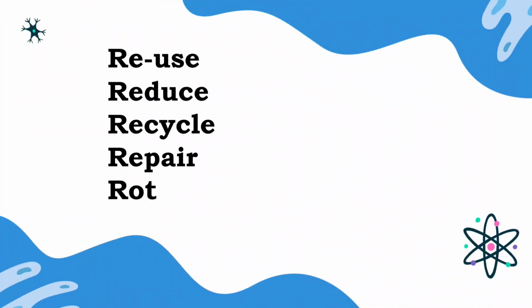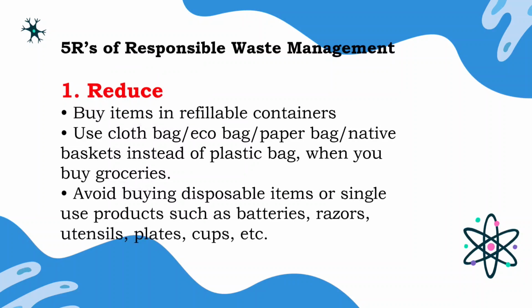The 5 R's of responsible waste management are reuse, reduce, recycle, repair, and rot. Number 1. Reduce. Buy items in refillable containers. Use cloth bag, eco bag, paper bag, or native baskets instead of plastic bag when you buy groceries. And avoid buying disposable items or single-use products such as batteries, razors, utensils, plates, cups, etc.